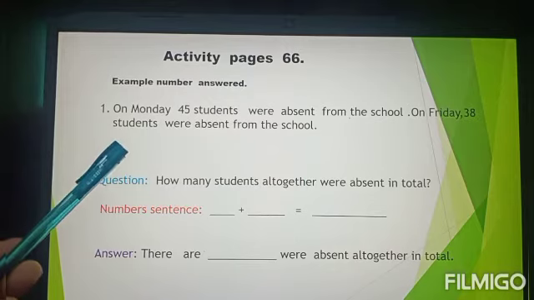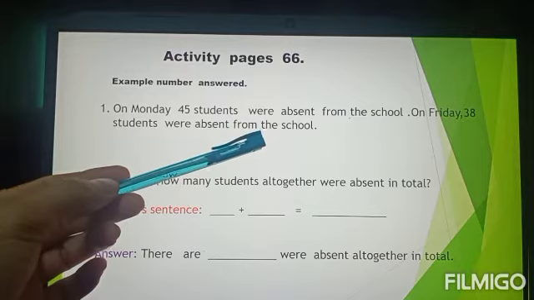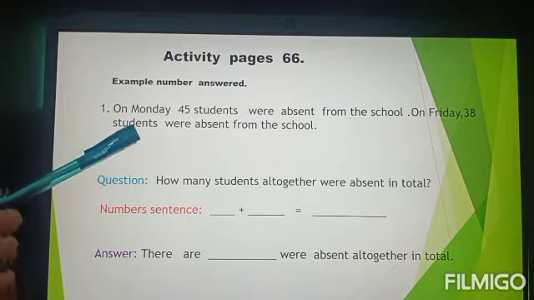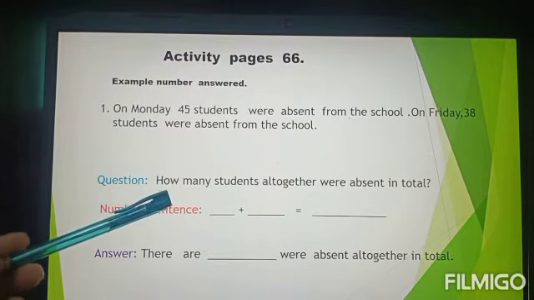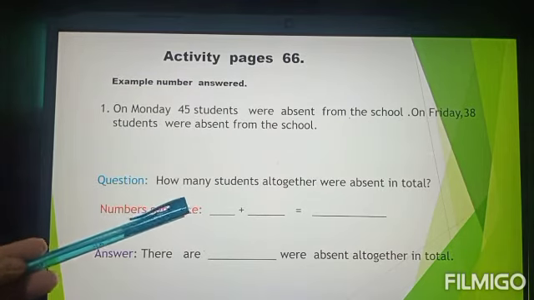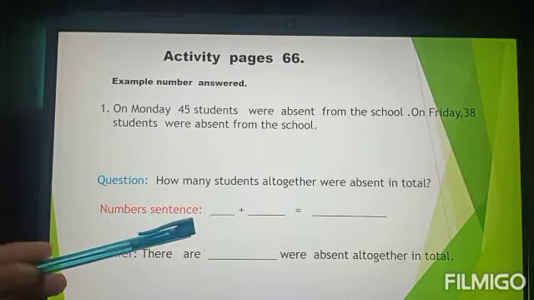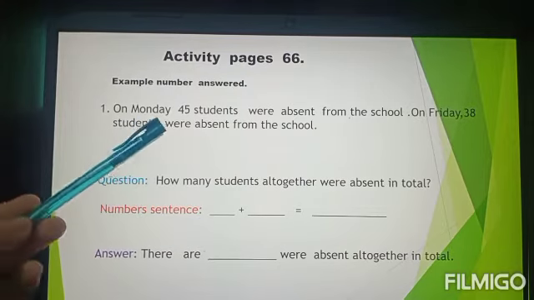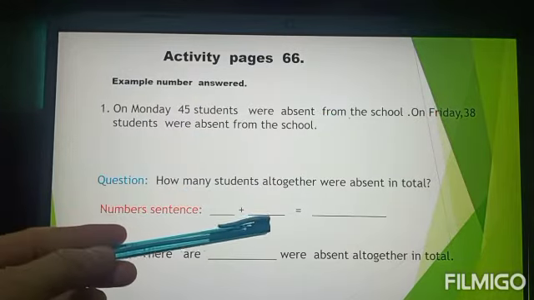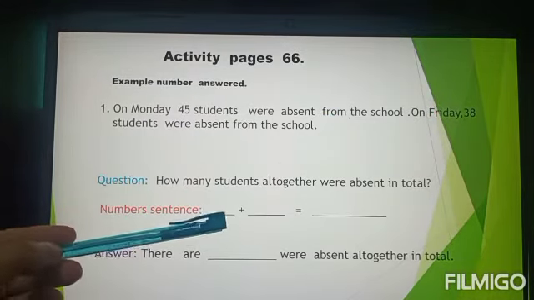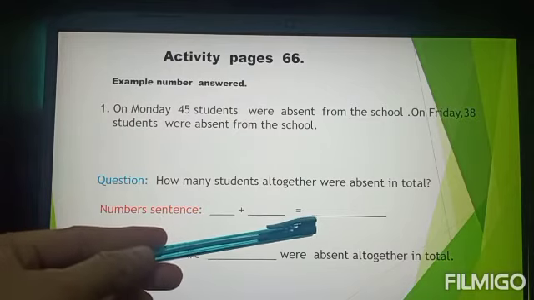Number one. On Monday, 45 students were absent from the school. On Friday, 38 students were absent from the school too. Question: how many students altogether were absent in total? So you have to find the number sentence here. On Monday there are 45 students, and on Friday there are 38 students. So you have to write the number sentence here, and you write the answer in your books.